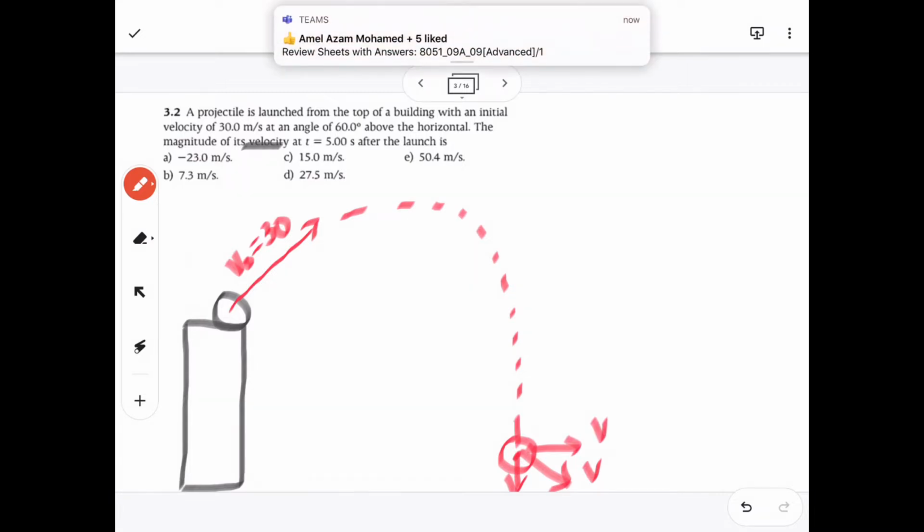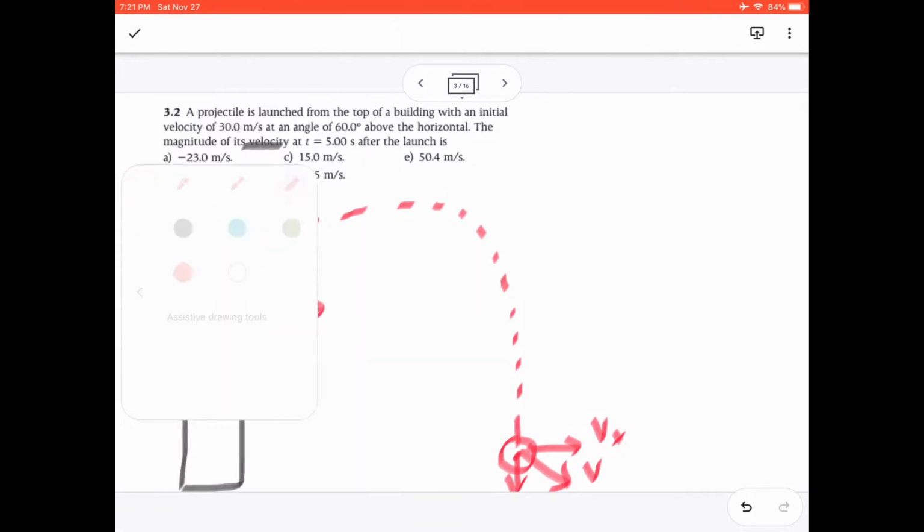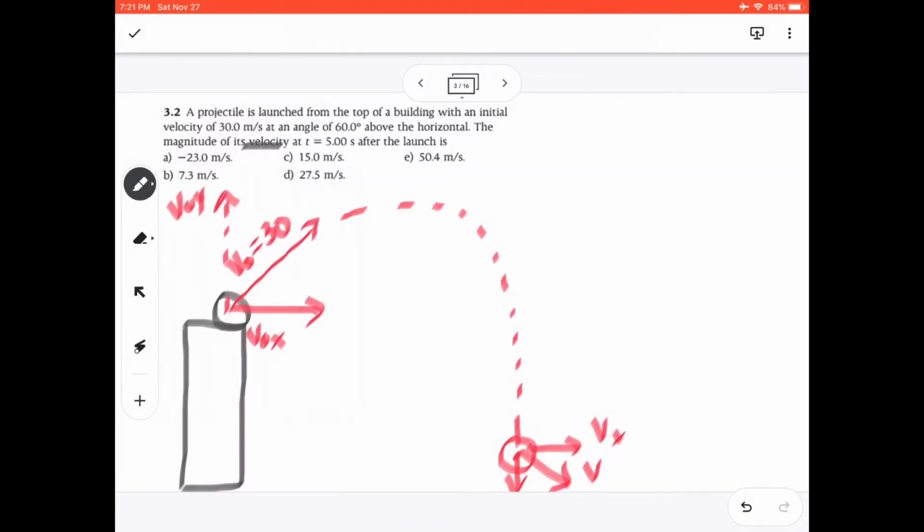So Vx is equal to the initial VOX. Vx is equal to VOX in this case. And then, of course, you will have your Vy as well. This is your VOY, initial velocity at Y. So what are the components of these VOX and VOY? What are the values, I mean?